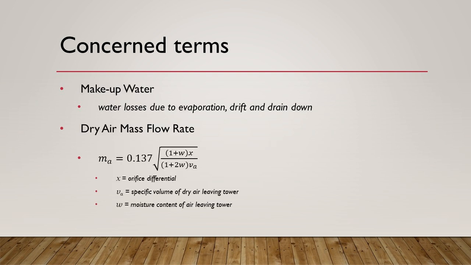Makeup water. It is the quantity of fresh water which must be supplied to the cooling water circuit to make good the losses due to evaporation, drift, and drain down. The dry air mass flow rate. It can be evaluated through the relationship between specific volume and moisture content of air leaving the tower, and the value of orifice differential.